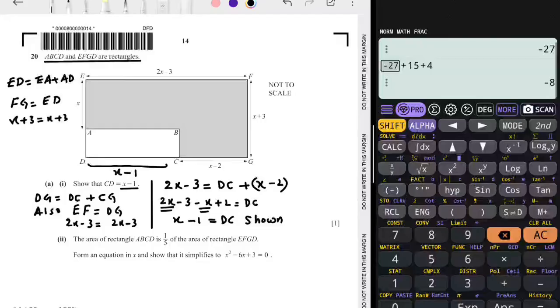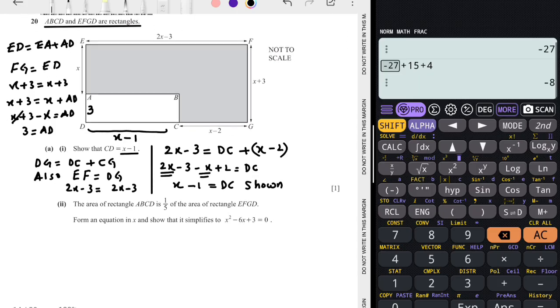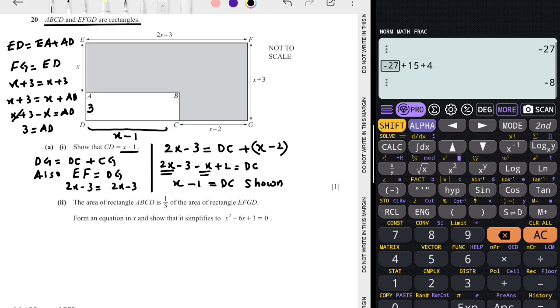So ED, x plus 3, is equal to EA, which is x, and AD, which is unknown. So x plus 3 minus x is equal to AD. The x will cancel out, so the value of AD would be 3. Now we have all unknown lengths. Now we can do the rest of the part.